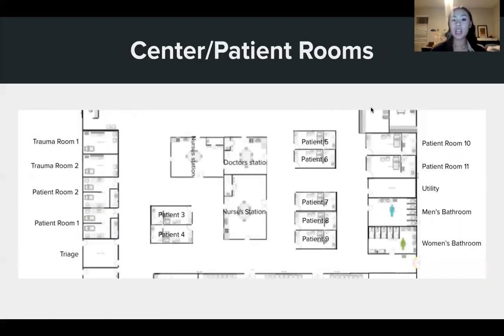The next section of our layout includes the doctor and nurses station, utilities, and standard patient rooms. The doctors and nurses station is located in the center so that they have easy access to all parts of the ER: waiting room, patient room, storage, critical care, which is located right above the doctor's nurses station, and will allow them to efficiently travel throughout the ER and provide faster care.